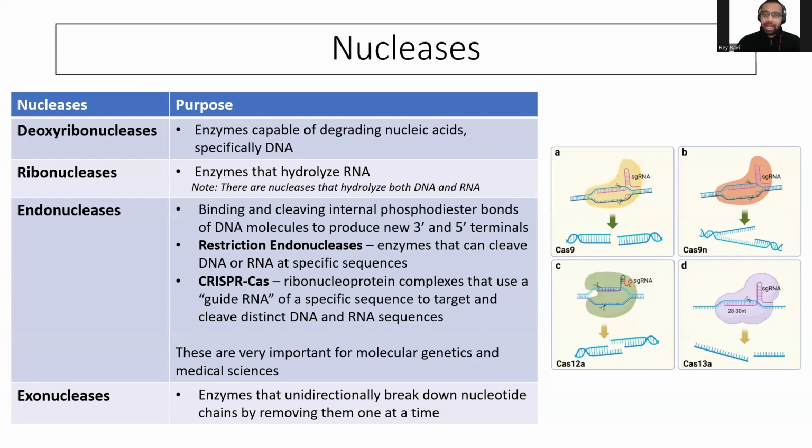There are also enzymes called endonucleases that break down the phosphodiester bonds of DNA molecules to produce new 3' and 5' carbon terminals. This then allows scientists to potentially add or remove genetic information. By using restriction endonucleases, specific sequences of DNA or RNA can be cut or modified for research purposes.